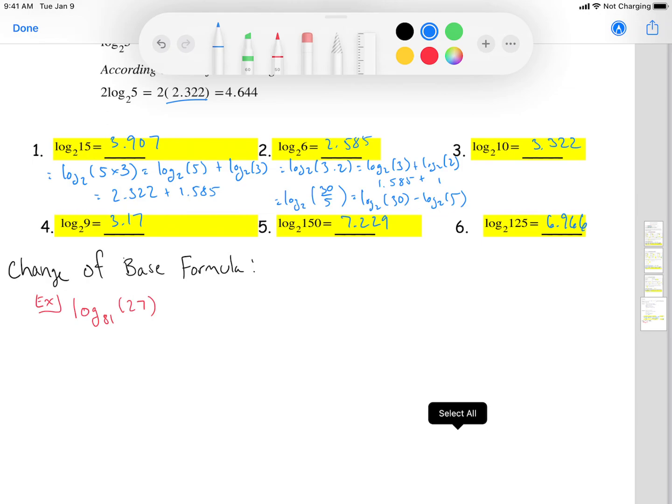And so the way we work around not being able to type in bases is what we call the change of base formula, okay? There is a formula that says if I have some log base b of some value m, I can always rewrite this as log base c of m divided by log base c of b, my base, okay?